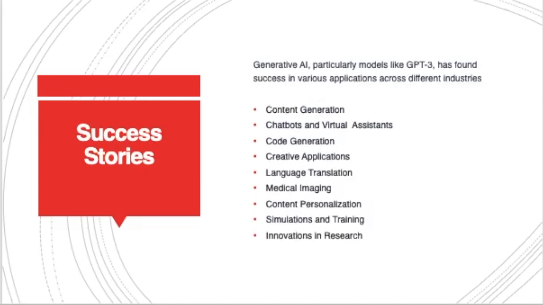So now let's talk about success stories. Generative AI, particularly models like GPT-3, has found success in various applications across different industries. Here are some notable success stories we will be discussing in this one. Content generation. Generative AI has been used to automate content creation for various purposes, such as writing articles, generating marketing copy, and even composing poetry. OpenAI's GPT-3 has demonstrated the ability to produce coherent and contextually relevant text across a wide range of topics.